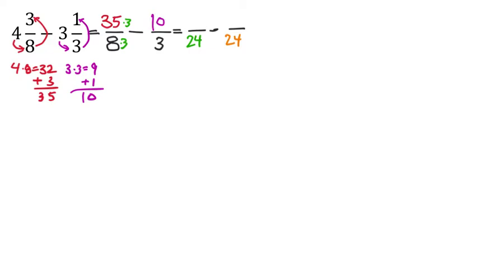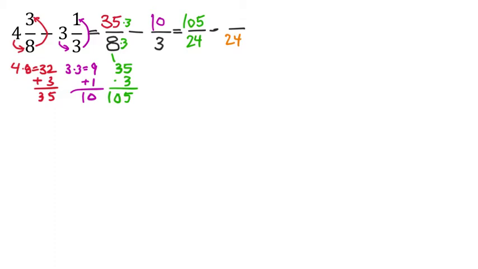So that would be 35 times 3. I'll try to move that over a little bit. 35 times 3. 3 times 5 is 15. Carry the 1. 3 times 3 is 9, but add the 1 makes that 10. So that's 105/24.